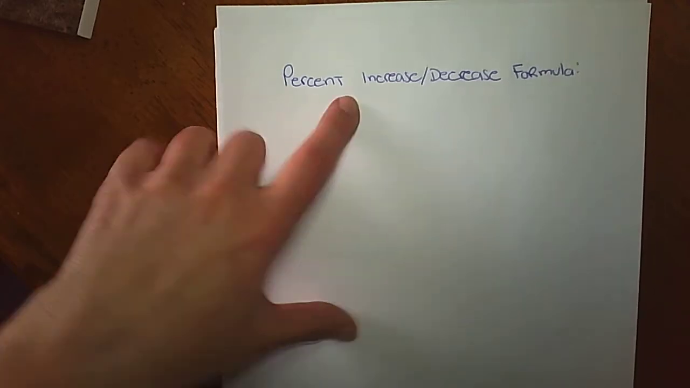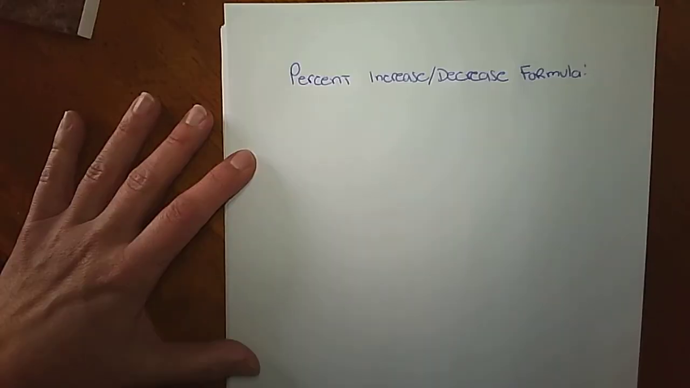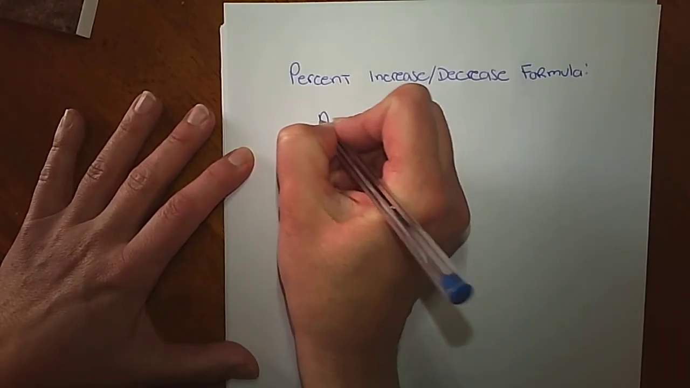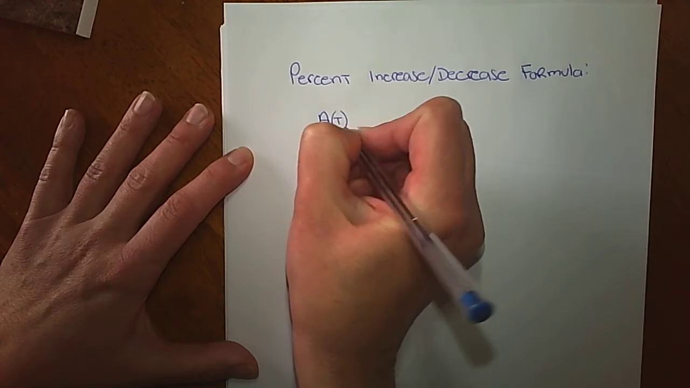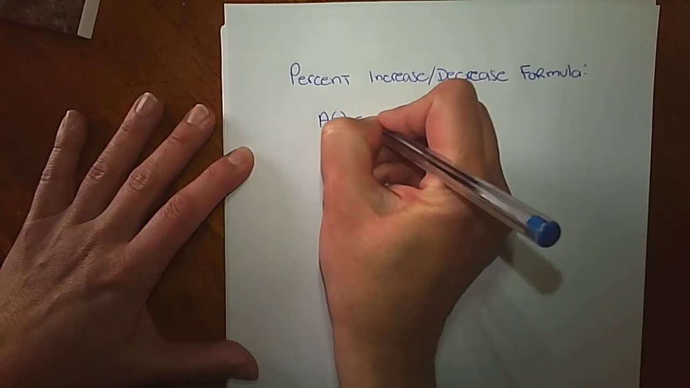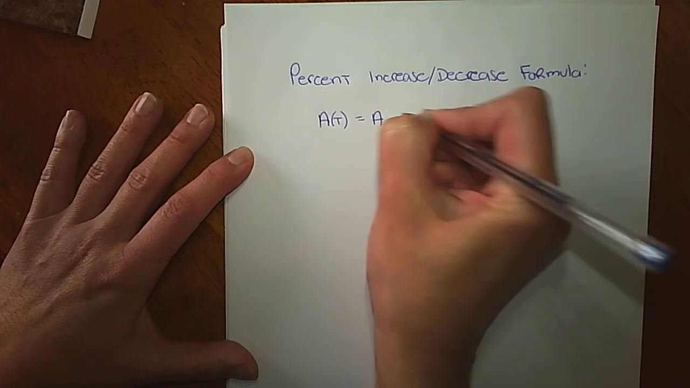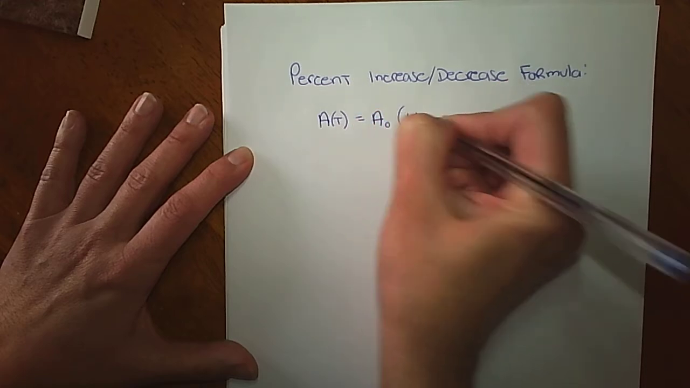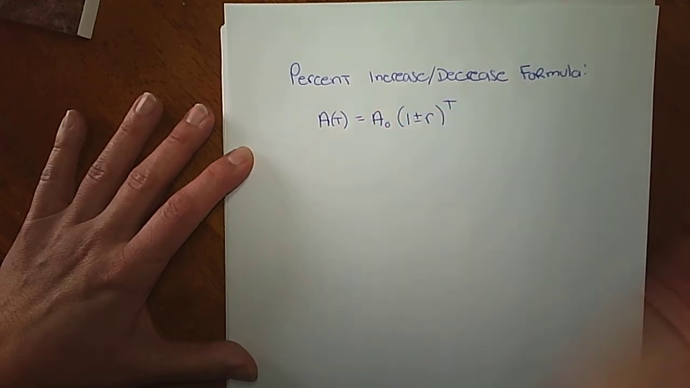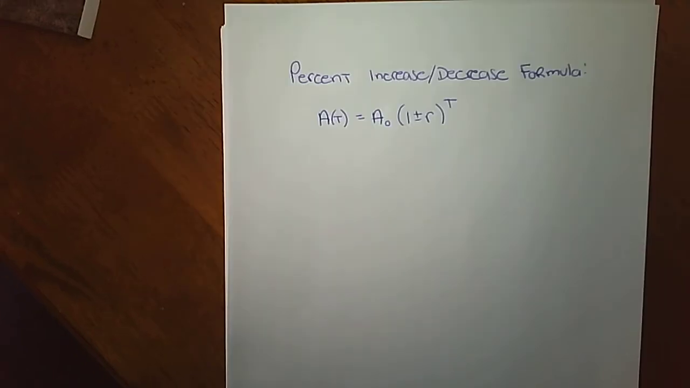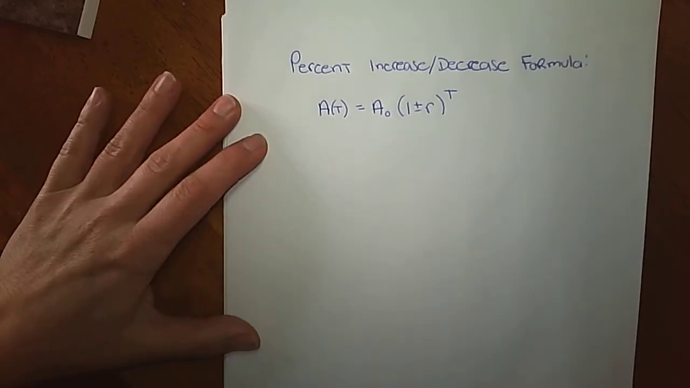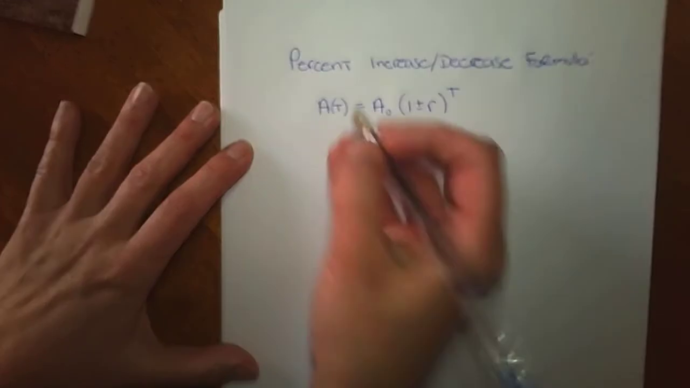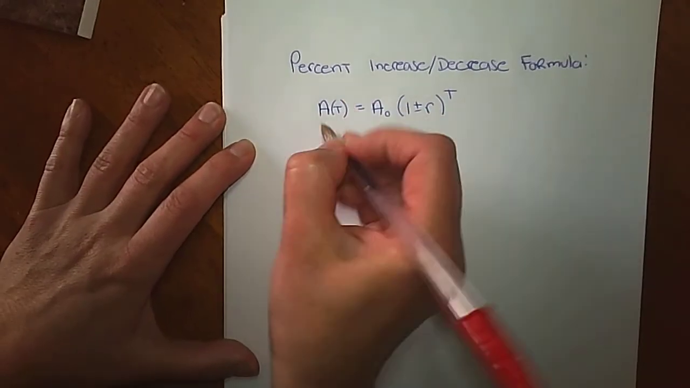This is the percent increase/decrease formula, which is A, sometimes you see it A of t, equals A sub 0 times (1 plus or minus r) to the t. Anytime you see questions with percentages in them, where they tell you you have an original amount and a percent, this is the formula to think about. Let's run through what everything means again. I'll use my red pen.